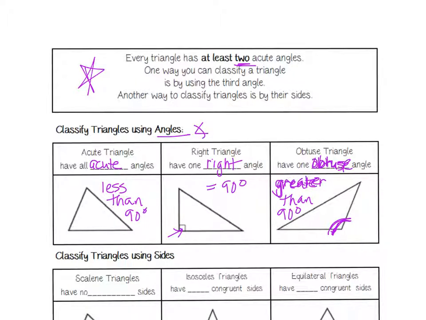So you have to look at the third angle to classify by angles. Every triangle is going to have at least two acute. It's the third one that's going to tell you what to classify the triangle as.